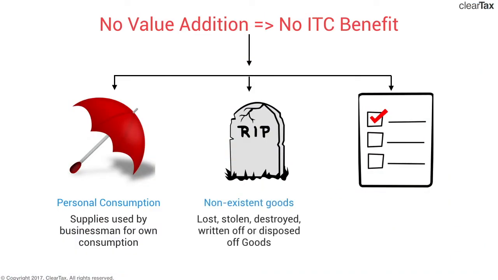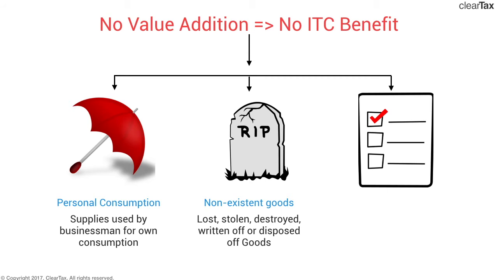The second item in the list, RIP. Well, these are nothing but non-existent goods. Goods that are lost, stolen, destroyed, written off, or even disposed of as free samples. These cannot obviously be used to further business in any way. When the goods don't exist, how are they supposed to further your business? Simple logic, they do not add any value, and that's why no input tax credit can be claimed on such goods.